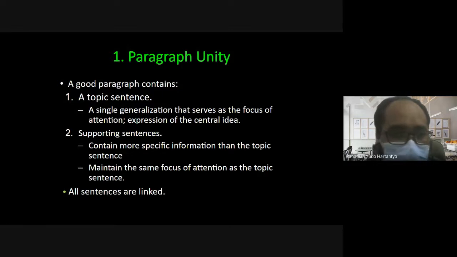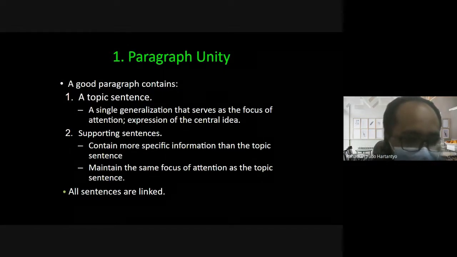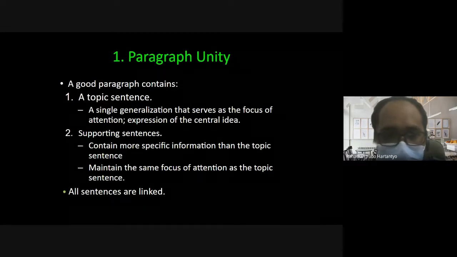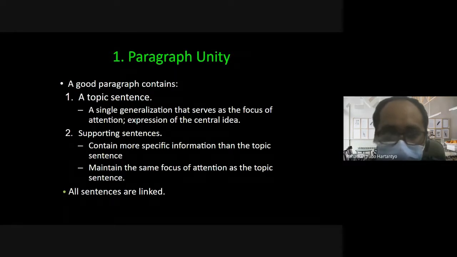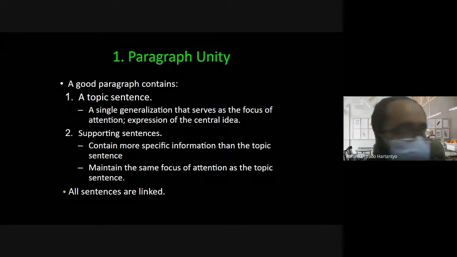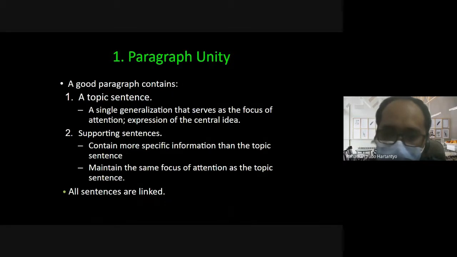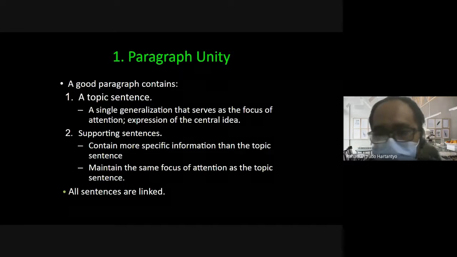And there is a note in the last line of this slide: all sentences are linked. That's the focus, actually. If we want to have a coherent paragraph, you have to make sure that there is no strange or weird sentence in your paragraph. Make sure that there is no outlier, no off-topic sentence. You can just erase or delete that weird sentence, or make it into the next topic or another paragraph, actually.